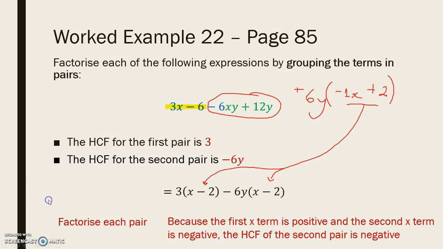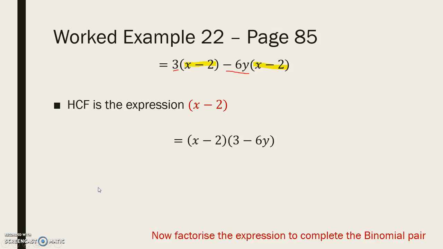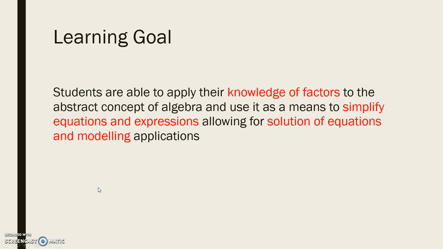So if we factorise that fully now, the x take 2 is now the common factor, this bracket here. So what we are left with inside the bracket are the other two terms, 3 take 6y. And that's the answer. So that shows you how to factorise more complex expressions using binomial factors.